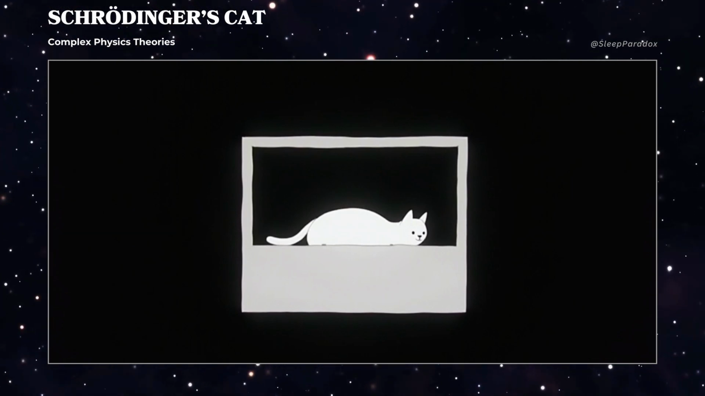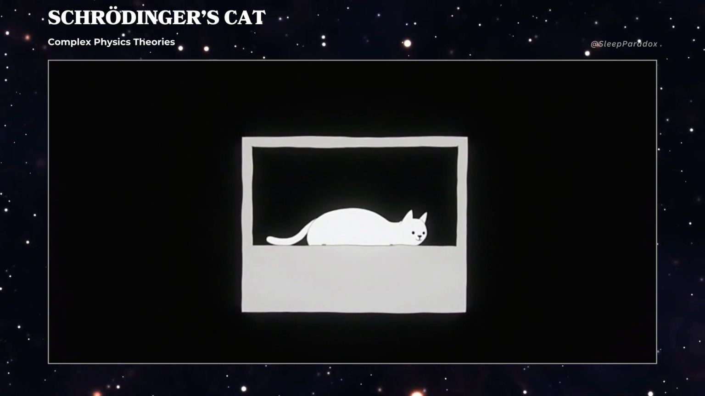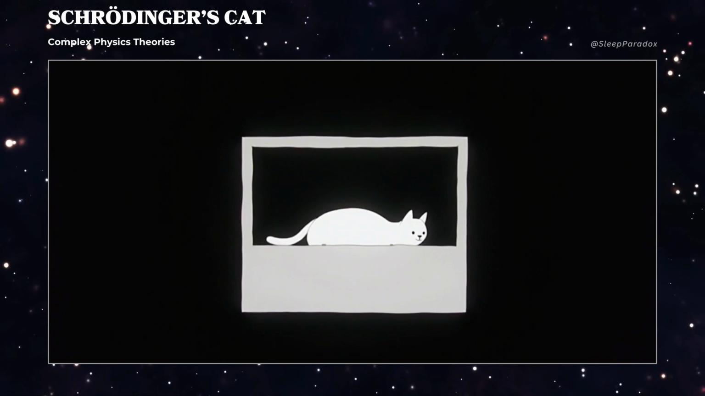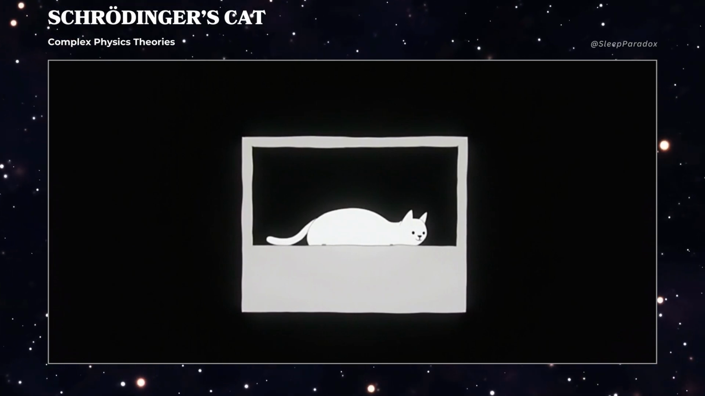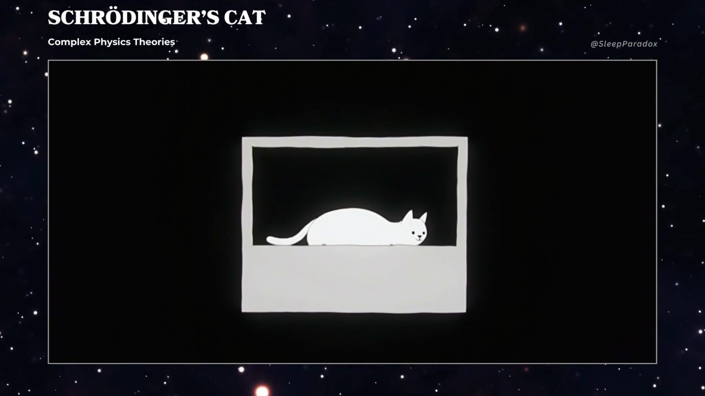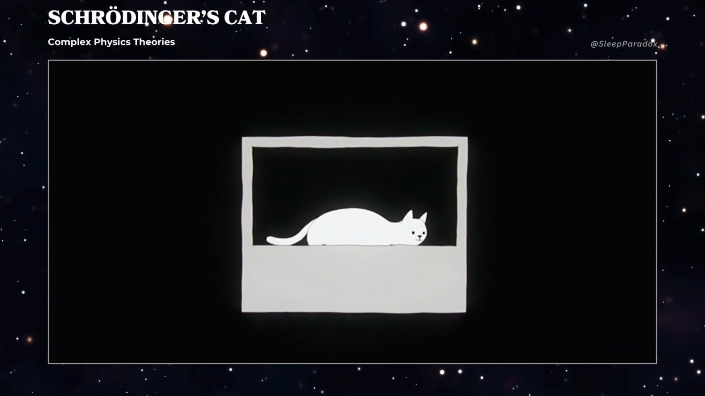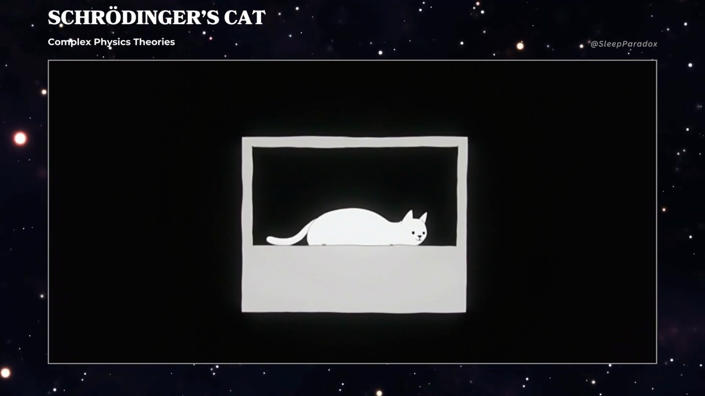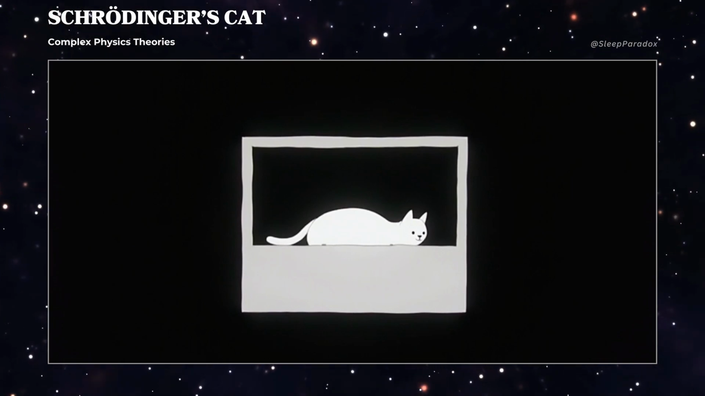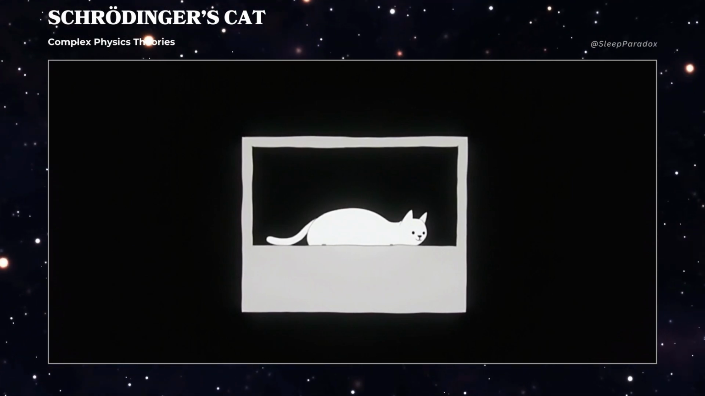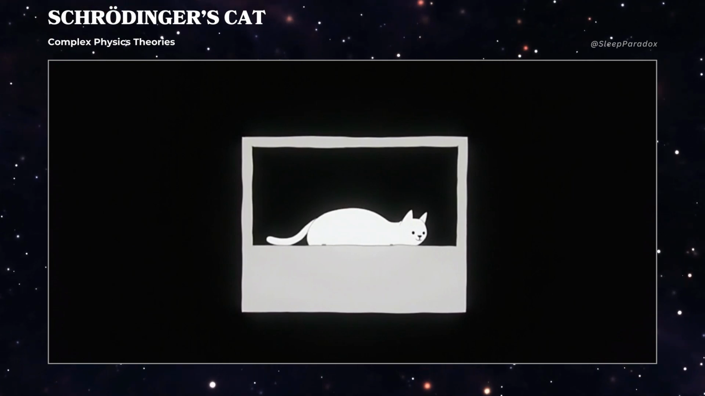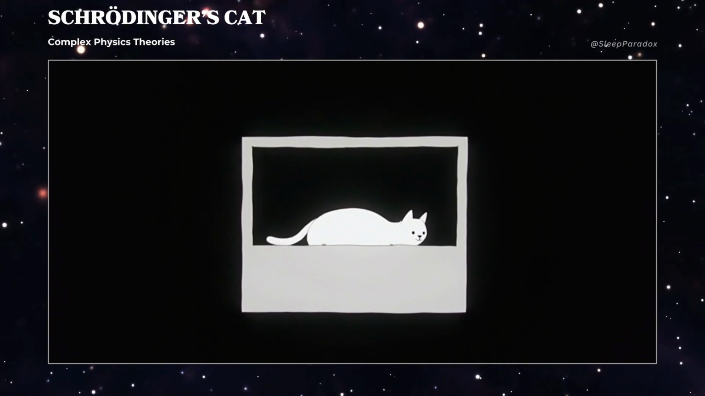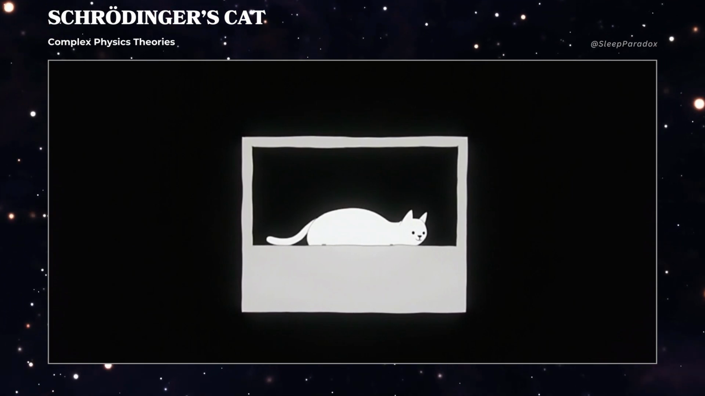Imagine placing a cat inside a sealed box. Alongside the cat, there is a tiny amount of radioactive material, a Geiger counter to detect if the atom decays, a vial of poison, and a hammer rigged to break the vial if the Geiger counter goes off. The key is that the atom has a 50% chance of decaying within a certain period. If it decays, the detector is triggered, the hammer breaks the vial, and the poison is released, killing the cat. If the atom does not decay, nothing happens, and the cat survives.